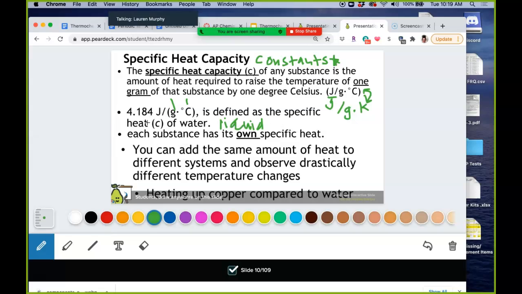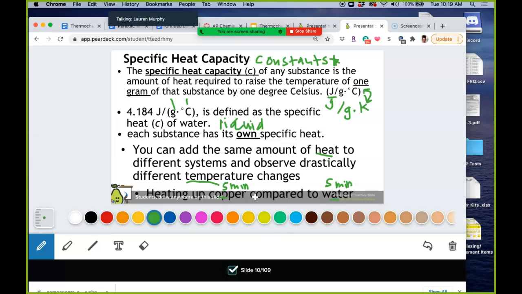Okay, so the whole point of C values, these specific heat capacities, and how they are different for each substance, is because you can add the same amount of heat to two different things and observe wildly different temperature changes. Now, we're going to talk about the difference between heat and temperature in a minute, but not yet. So think about this. I heat up a bucket of copper for 5 minutes, and there's 10 grams of it, okay? And I heat up a bucket of water, 10 grams of it, for 5 minutes. So same amount of time I heat it up, same amount of heat I'm putting in, and the same amount of each substance, same amount of copper, same amount of water.